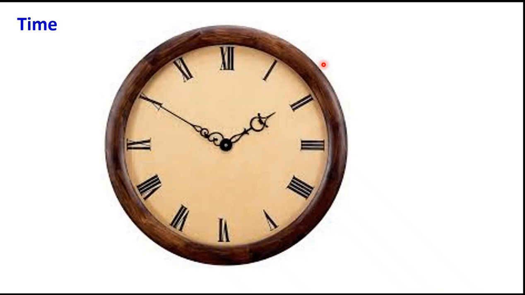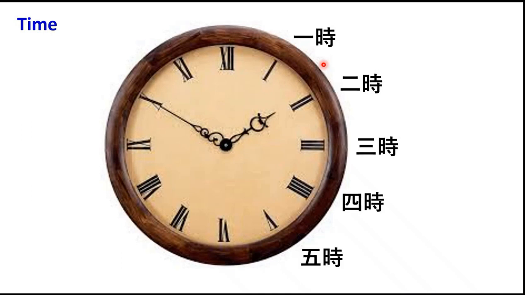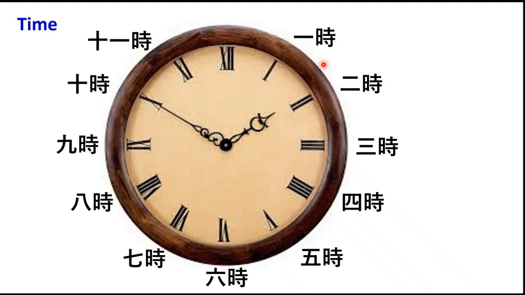So now let's look at the clock. 1 o'clock ichiji, 2 o'clock niji, 3 o'clock sanji, 4 o'clock yoji, 5 o'clock goji, 6 o'clock rokuji, 7 o'clock shichiji, 8 o'clock hachiji, 9 o'clock kuji, 10 o'clock juji, 11 o'clock juichiji, and 12 o'clock juniji.